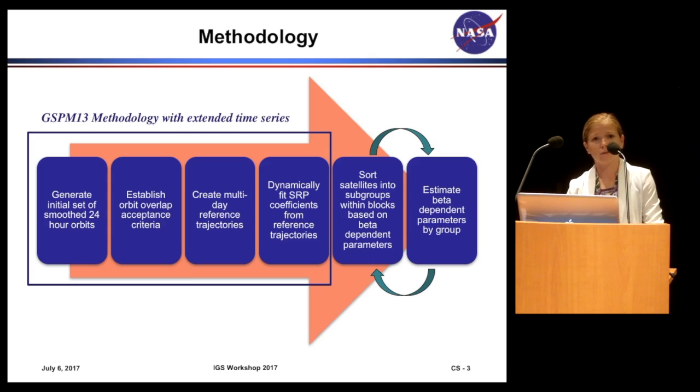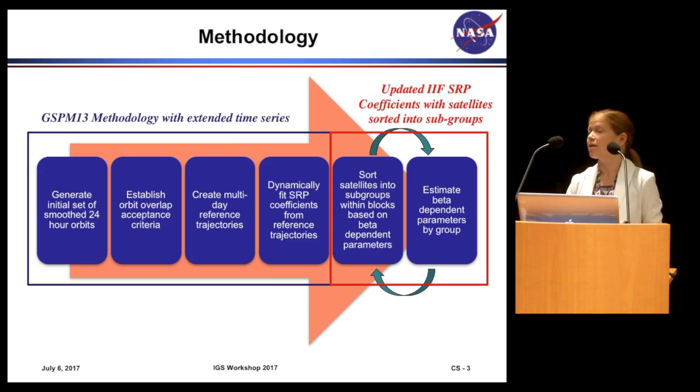Since we were only reprocessing Block 2F satellites, the data set was from June 2010, when the first 2F was launched, up until April of this year. The main analysis in this talk is in these last two steps, looking at the variability of these 2F satellites, sorting them into groups, and iterating on that process.